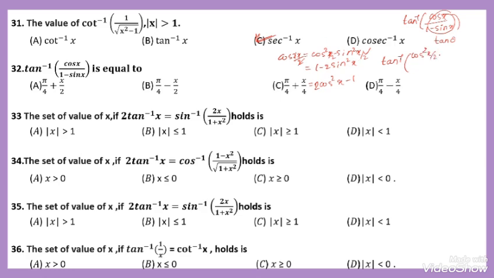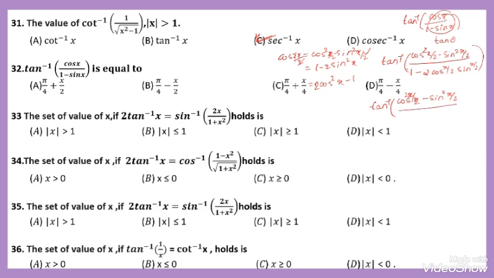cos square x by 2 minus sin square x by 2, divided by 1 minus, again sin 2x can be written as 2 cos x by 2 into sin x by 2, because there is a formula for sin 2x I can use here. Similarly, tan inverse of cos square x by 2 minus sin square x by 2.